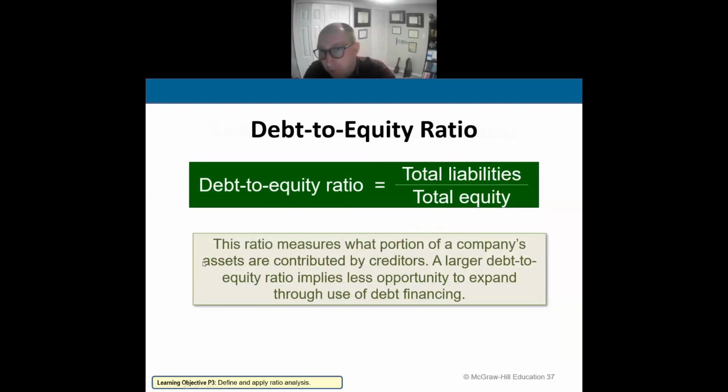And of course, the debt to equity ratio: we take total liabilities divided by total equity. Again, this kind of implies the company's ability to obtain more debt versus equity. This one's used by a lot of banks to figure out how many more loans they can take on. Whether that's good or bad, I don't know. I'm kind of indifferent on it, but it's one of the ratios that they use.